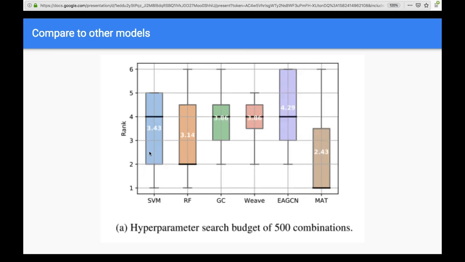But if you do more hyperparameter tuning, basically you search 500 different combinations of hyperparameters, you will find the model outperforms the rest of the models even more. The average of their value is like 2.4, and the rest of the models are not even lower than 3. So it's a very good model, and in general it's much better than the rest of the models. So that's their achievement. I believe it's quite an achievement.